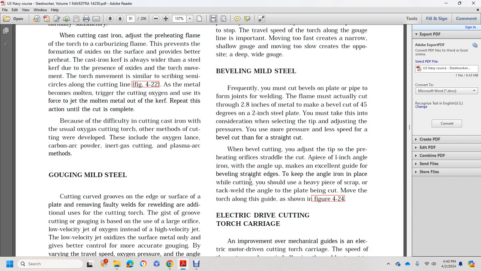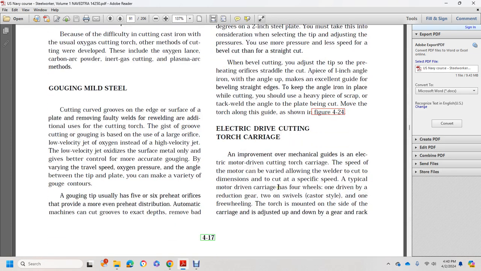When bevel cutting, adjust the tip of the preheating flame for the travel to cut a piece of one inch angle iron. The angle iron makes an excellent guide, with the beveling straight edge keeping the angle with the iron placed while cutting. Use a heavy piece for the torch to rest against, at the angle of the plate being cut. Move the torch along with the guide, as shown in figure 424.